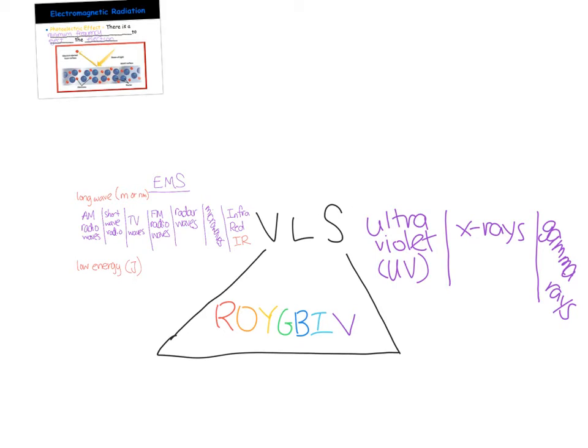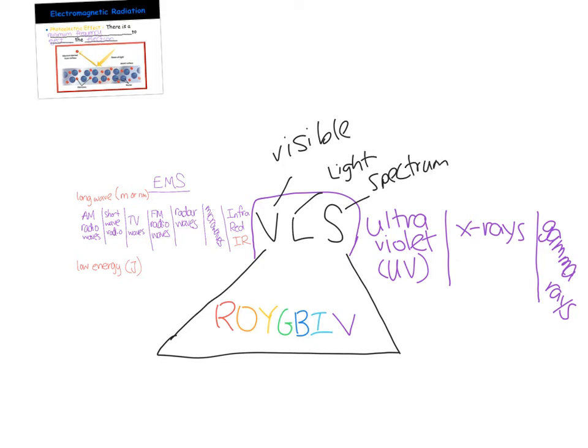What is the color of gamma? It has no color. That's what I'm saying. You can't see those. You can only see what is underneath VLS. VLS stands for visible. You know what the word visible means, Jenny? Yes. Okay, visible light spectrum. You can only see things in the visible light spectrum. Which things are in the visible light spectrum? Roy G. Biv: red, orange, yellow, green, blue, indigo, and violet. Those are the only things you can see.